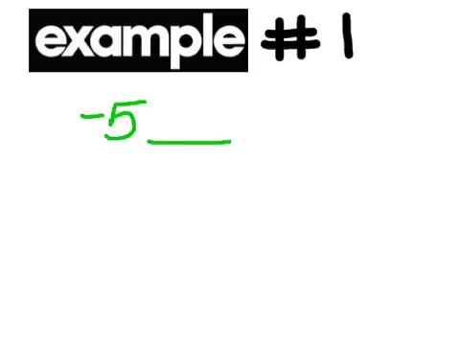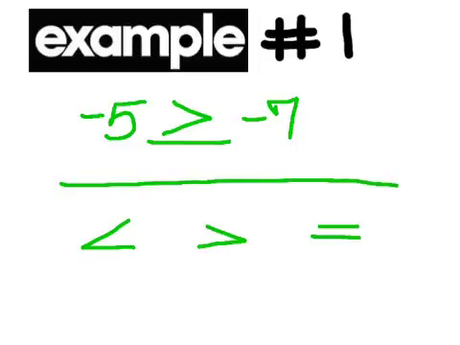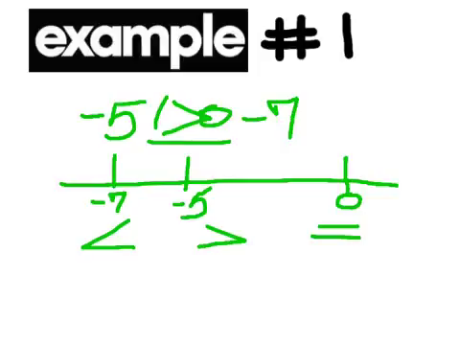Negative 5 is what compared to negative 7? Less than, greater than, or equal to? Which is it? Greater than. And for those of you that may not remember, if this is 0 and this is negative 7, negative 5 would be about there. Whichever number is furthest to the left on the number line is the one that is the least. And when you have the least, the point here goes toward the number that is the least. The mouth opens to the one that is greater.